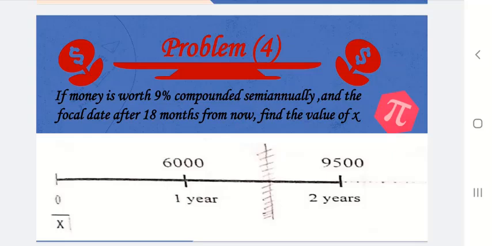So the future value of some of the old obligations, $6,000, plus the present value of the other, $9,500, equals the future value of the sum of the new obligations, which is X, the future value of X, and there are no other new obligations.